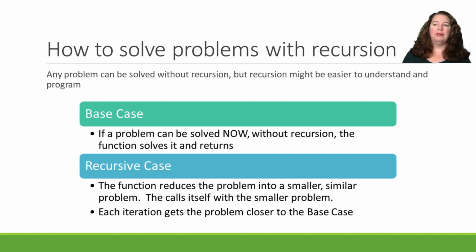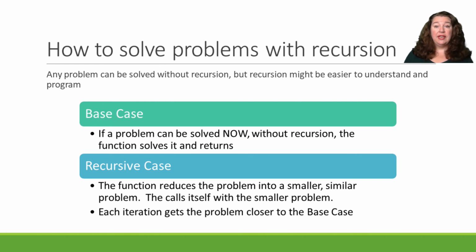The important thing when you are solving a problem with recursion is to recognize you have to have a base case and a recursive case. I've said this a few times, but I need it drilled into your head. Those are the important parts about recursion. If you forget to add your base case and you just do the recursive case, you will never finish your problem and it'll go on forever and ever. So your base case is, if the problem can be solved now without recursion, then have the function solve it and move on. So go ahead and return whatever value you need to return and be done.